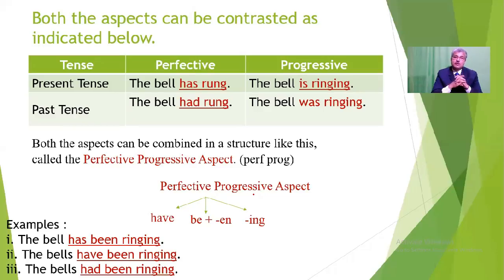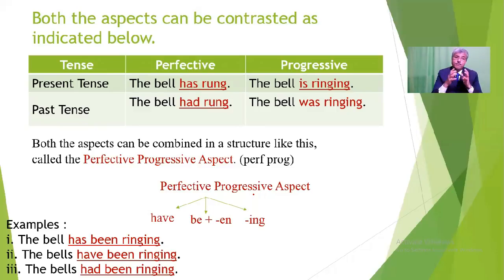So the tense of this verb phrase is past tense, and there is the -ing form. So it shows incompleteness, it shows continuousness. Aspect is progressive aspect. Both the aspects can be combined in a structure like this, called the perfective progressive aspect. Dear learners, if these two aspects, the perfective aspect and the progressive aspect, are combined, it is called perfective progressive aspect. For example, have plus been plus the -ing form.